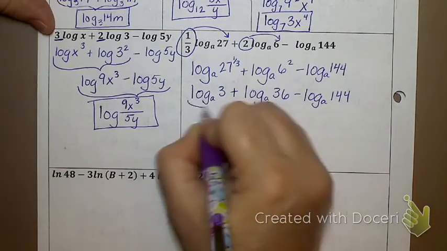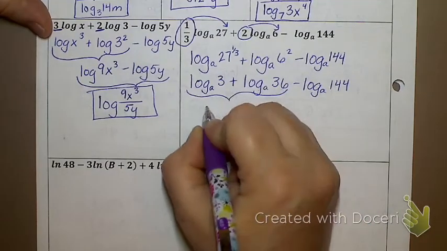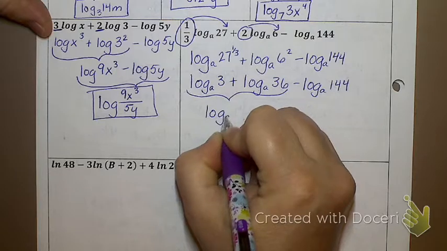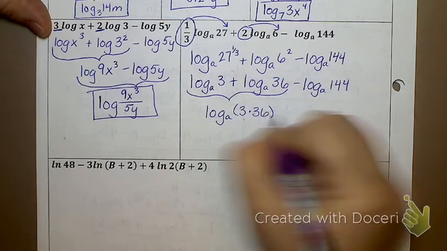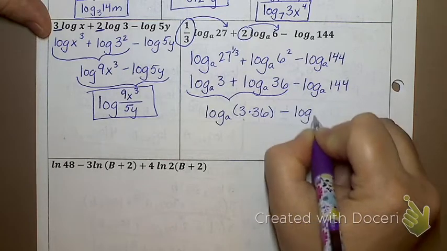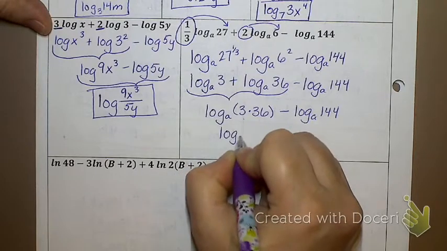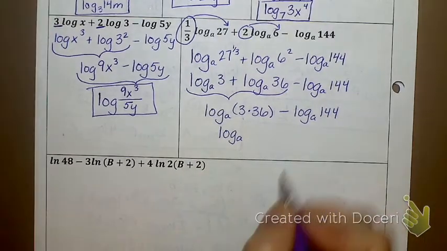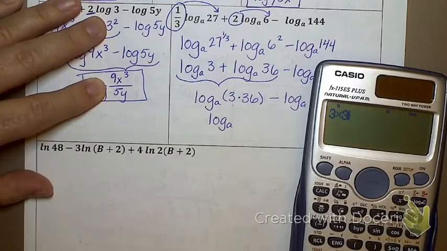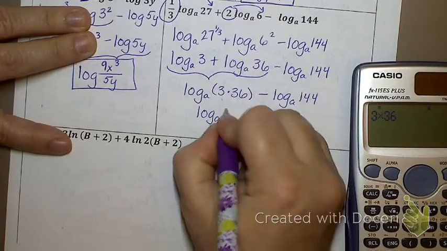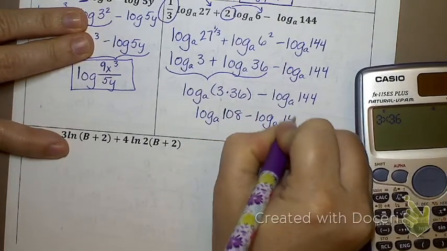So we take 2 at a time. Those two are connected by addition. What are they going to condense to? Multiplication. So I have 3 times 36 minus log base A of 144. What is 3 times 36? Do I need my calculator? 3 times 36, 108. Minus log base A of 144.